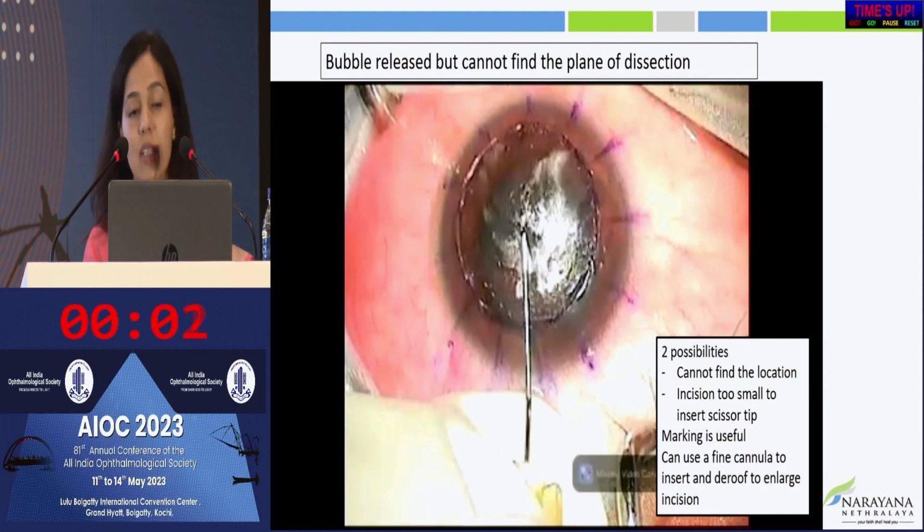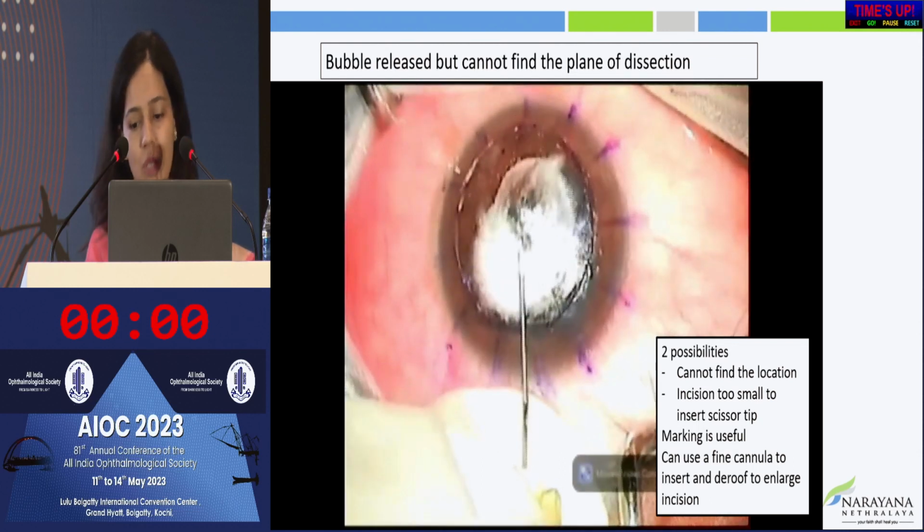The last thing is that if you cannot find the bubble, as I said, it can be due to two things. One is the incision is too small. In that case, you will have to find a way to increase the incision. Marking before you make your incision is very useful. It helps you to avoid losing that spot where you made the deroofing incision.